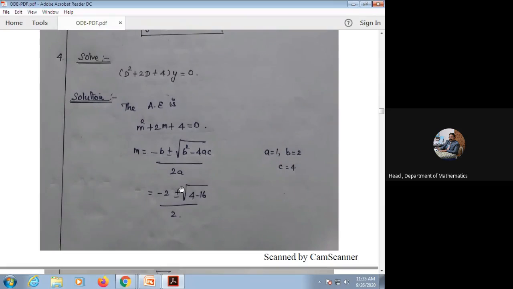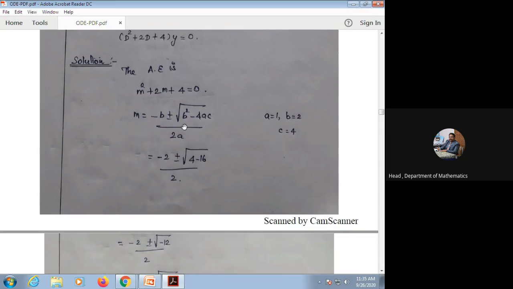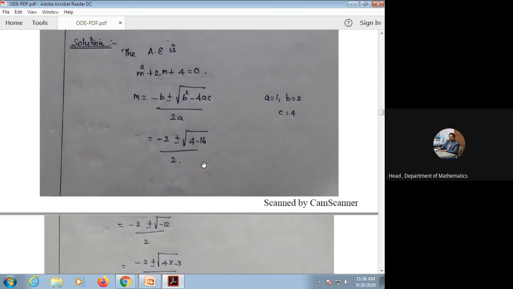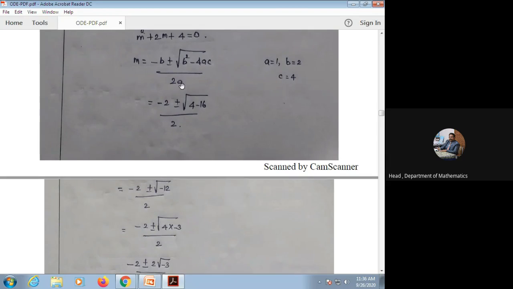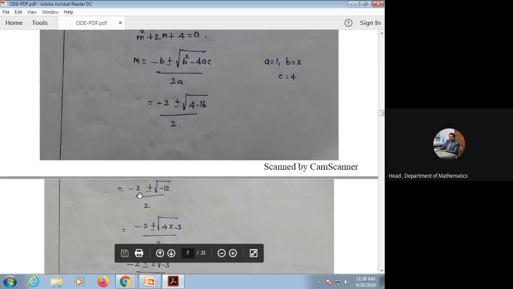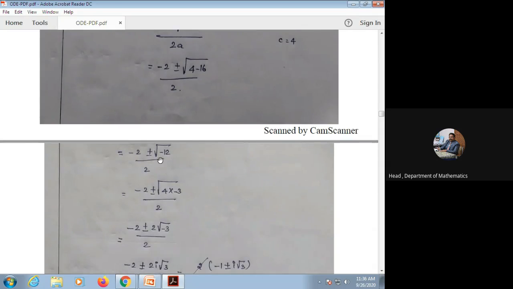Now, substituting here, we get the roots. So m equal to minus 2, that is minus b, plus or minus square root of b squared, 2 squared, we get 4, minus 4ac, so 4 into 1 into 4, we get 16, divided by 2a. The a value here is 1, therefore 2 into 1, we get 2. Again, you have to solve this. Therefore, minus 2 plus or minus square root of 4 minus 16, we know minus 12.